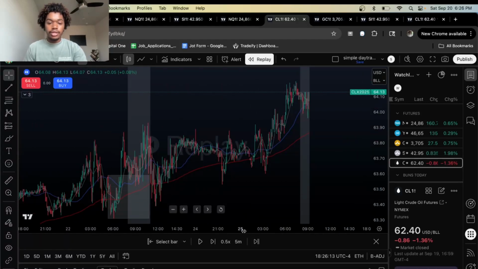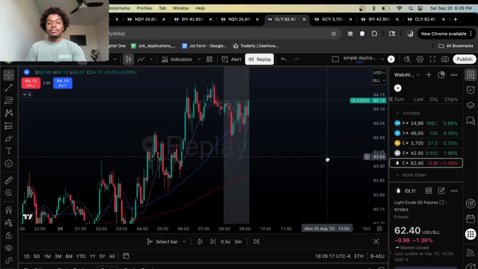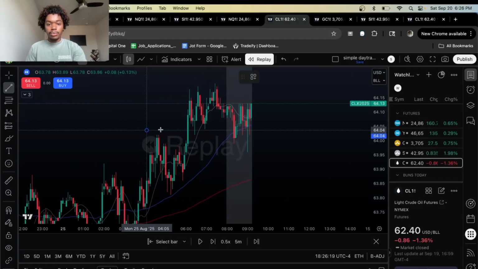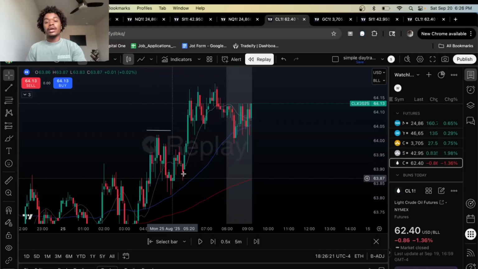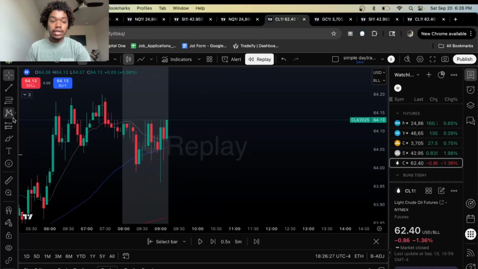It may not be the prettiest, but we are clearly trending up. And we have a nice break of structure right here, showing that we are making new highs. We want to keep going up, and it pulls back to the 50. We get in on the break of candle.